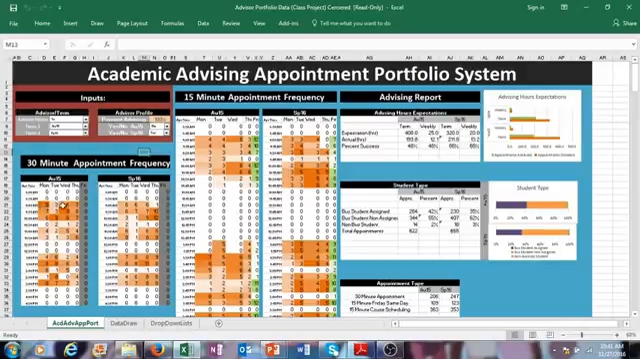But for this advisor, 11:30 on Tuesdays is a less popular time. They're only seeing one student over the course of the semester at that time. The same can be said about the 15-minute section.